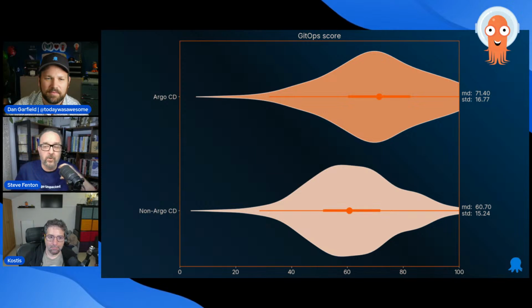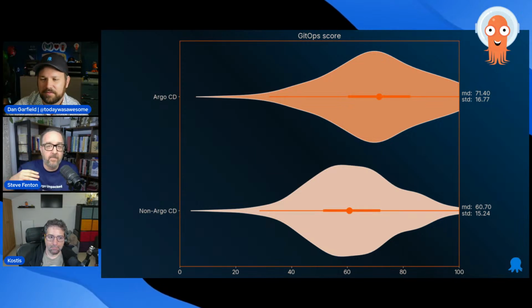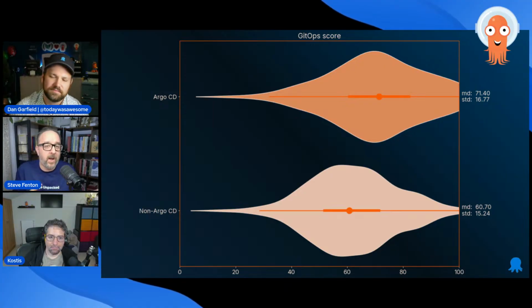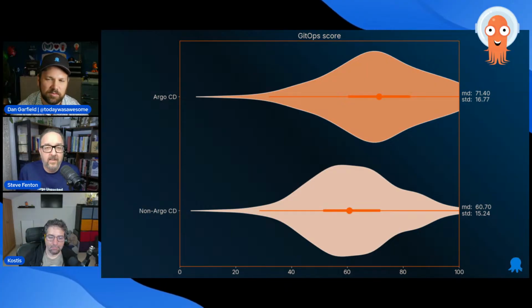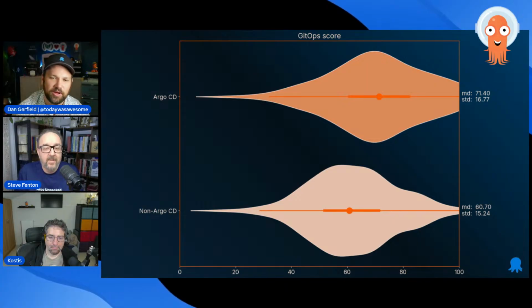That's the GitOps score chart, which just shows that median difference. I use violin charts for this because you can get a feel for where all of the data is, so it's quite a rich chart. For those of you who are just listening, what this is showing is essentially the GitOps score, so how closely you're following GitOps principles according to this rubric that Steve and the rest of the team at Octopus Deploy put together. If you're using Argo CD, there's a significant bump where you are much more adherent to GitOps than if you're not using Argo CD.